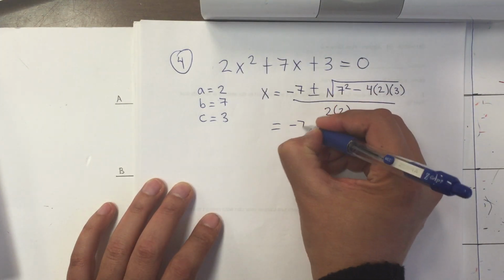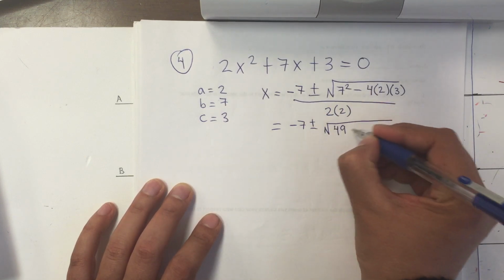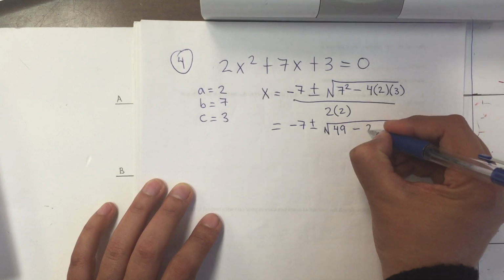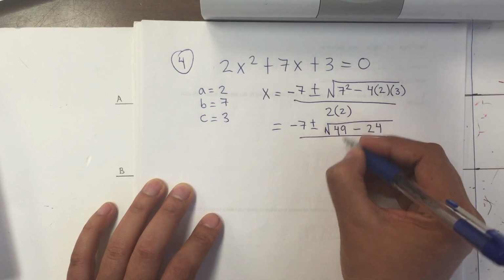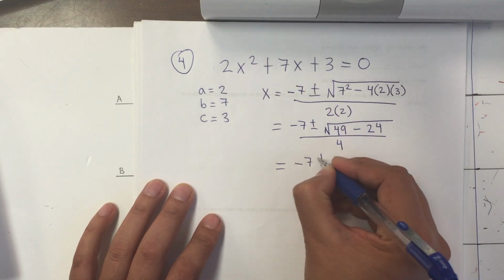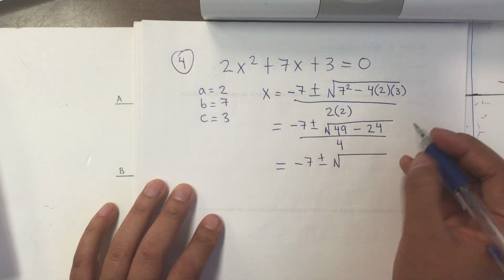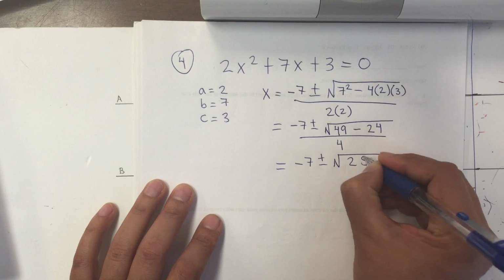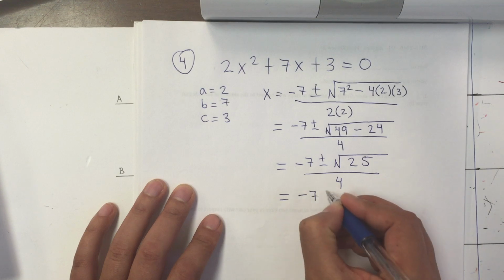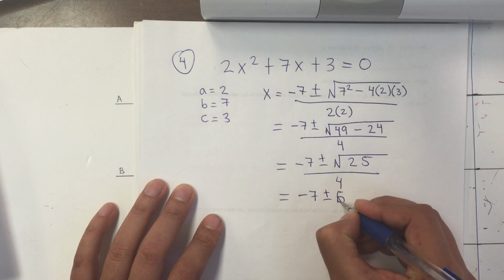Okay? So negative 7 plus or minus the square root of 49 minus 4 times 2 is 8, 8 times 3 is 24, all over 4, because we multiply this. And so that's equal to negative 7 plus or minus the square root of 49 minus 24 is 25, all over 4. The square root of 25 is 5, so I don't need the square root anymore.